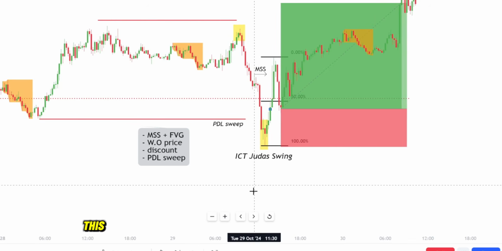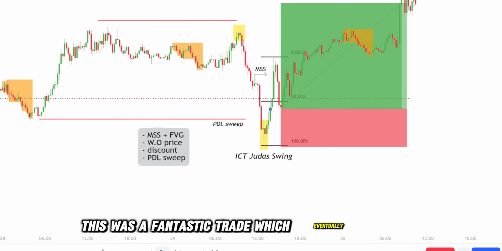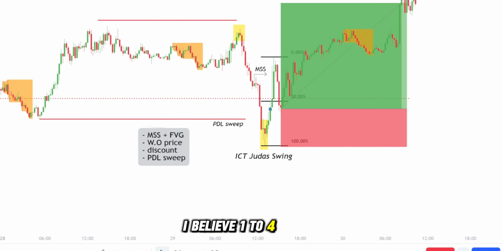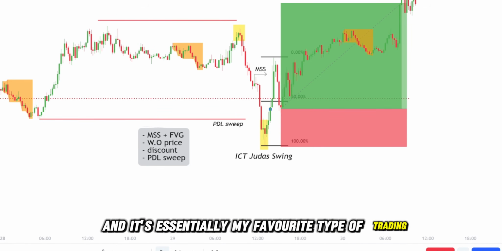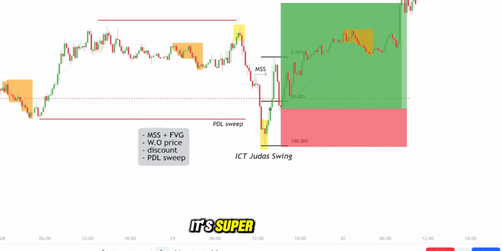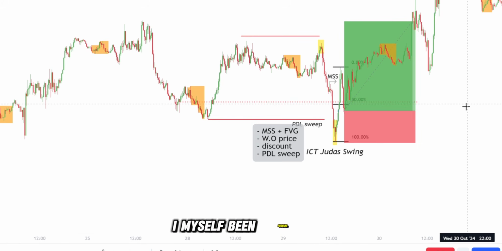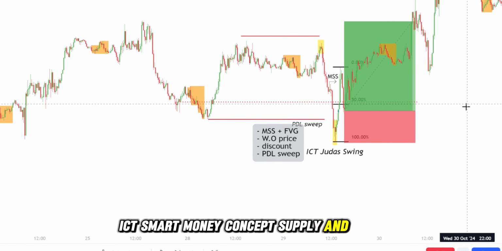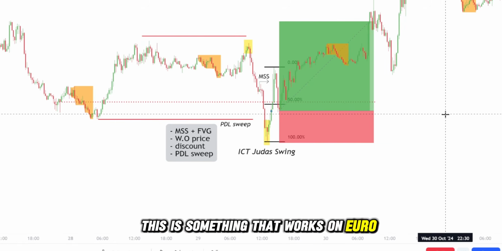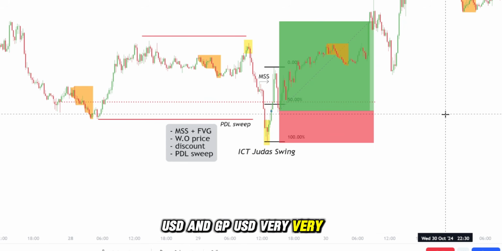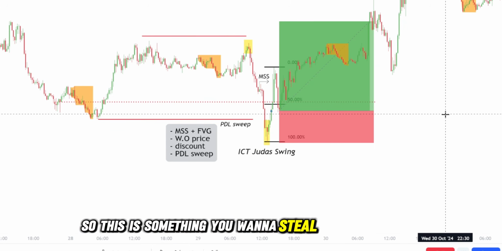So as you can see, this was a fantastic trade, which eventually played out, I believe, 1 to 4, 1 to 5R. And it's essentially my favorite type of trading strategy. It's super mechanical, and many of my students have been funded. I myself have been funded multi-seven figures using this particular strategy. And it's something I've developed over years and years of trading ICT, smart money concepts, supply and demand. This is something that works on EURUSD and GBPUSD very, very well. So if this is something you want to steal, by all means do it.